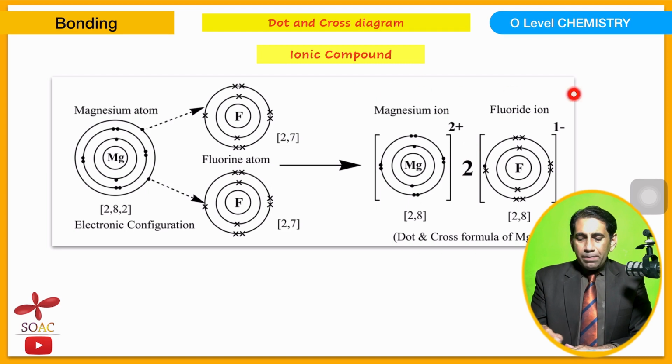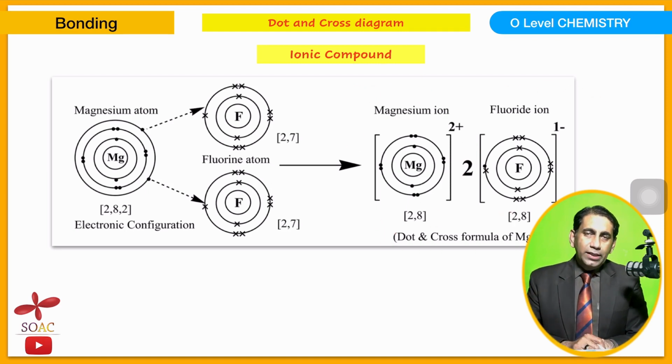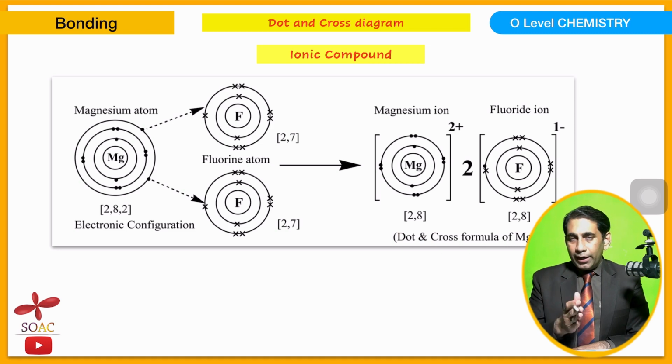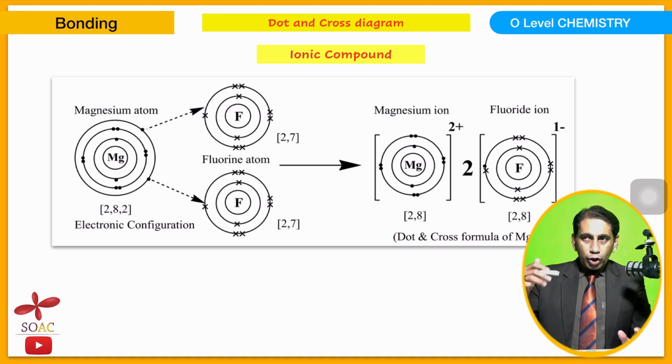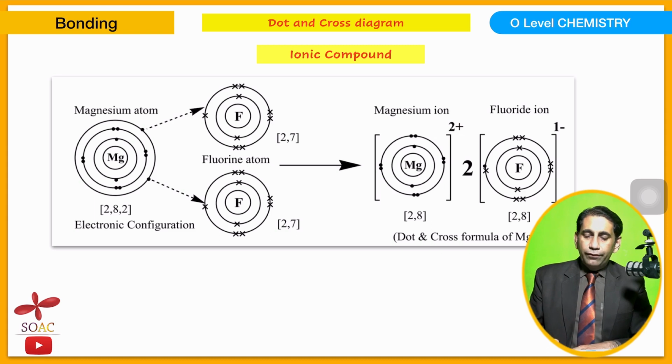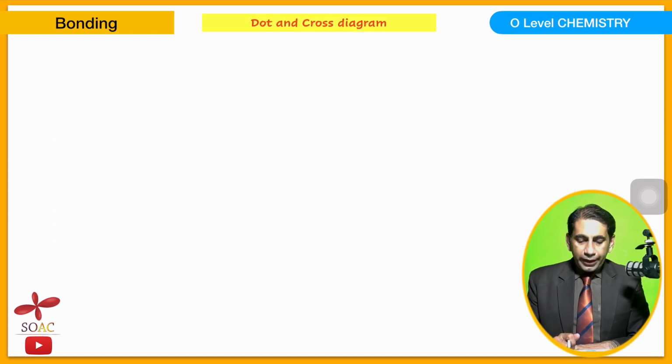So this is the typical exhibition, you can say, of a dot and cross diagram. One ion with the dots, the other ion with the crosses. Electrons of one ion with the dots, electrons of the other ion with the crosses. The charges go at the top right corner of the bracket, and this is the general typical presentation of a dot and cross diagram of an ionic compound.